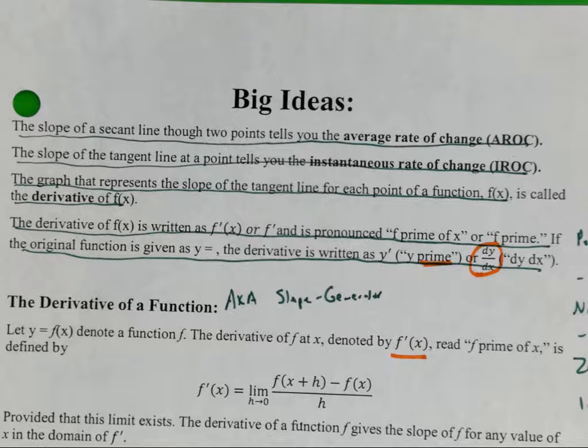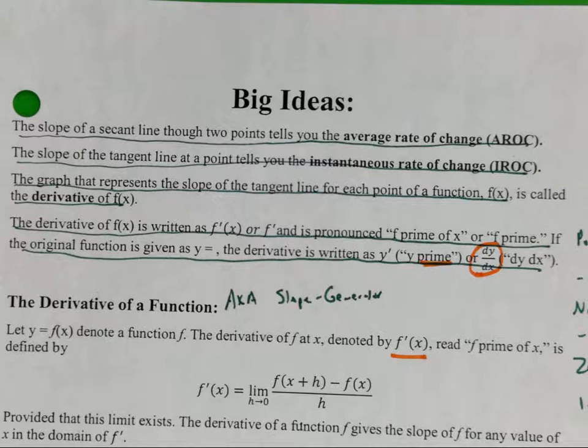This is between 2 points. This is at one point right here. That's a tangent line because it touches one spot. The graph that represents the slope of the tangent line is called the derivative. The derivative is the graph that represents the slope of it. The equation for that line is called the derivative. I call the derivative aka the slope generator.